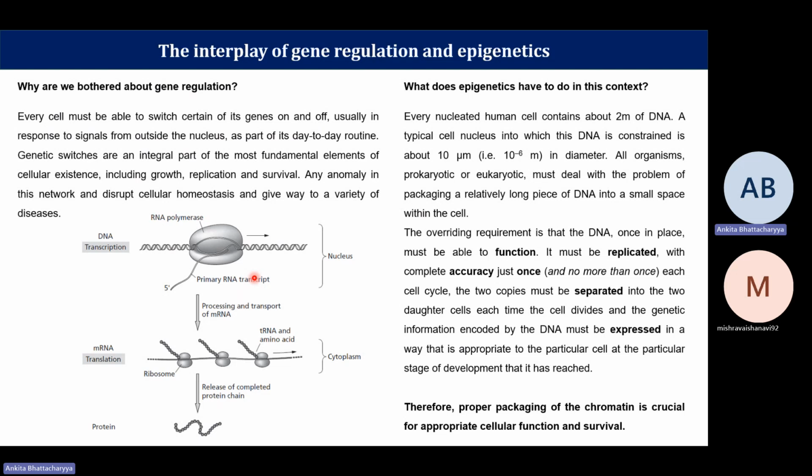So every nucleated human cell, please refer here, contains around 2 meters of DNA. Right? This is a generic statement. Now, a typical cell nucleus into which this DNA is actually constrained is only about 10 microns, which is 10 to the power minus 6 meters. So imagine the magnitude which needs to be made compatible.